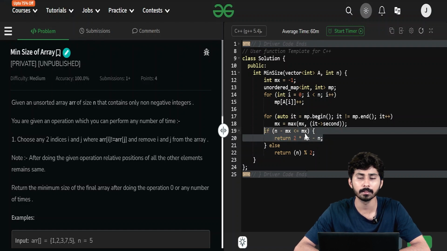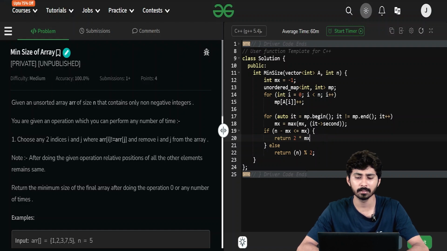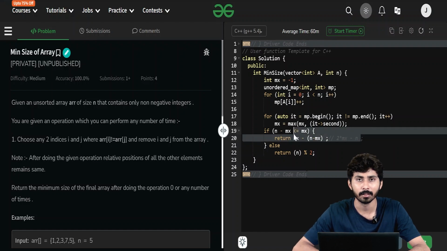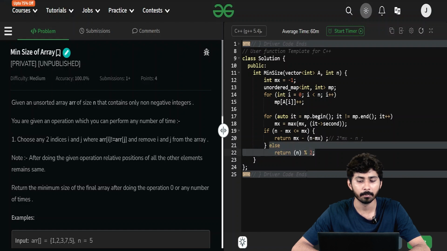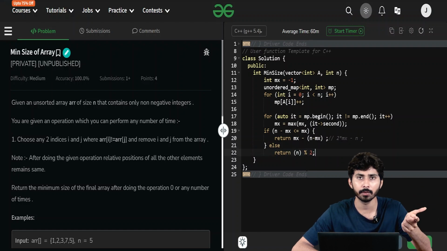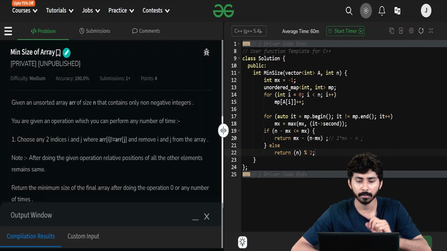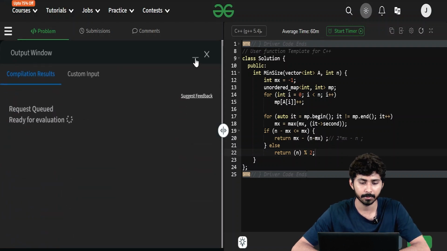If n minus mx is less than or equal to mx, then the output will be 2 into mx minus n. This is similar to what we have seen earlier, mx minus (n minus mx). This is the same, or you can write it as 2 into mx minus n. Both mean the same if you remove the brackets. And the other one is for the non-dominating number. At that time, when n is even, the output will be 0, so n modulo 2. Let's try to compile and see the submission.